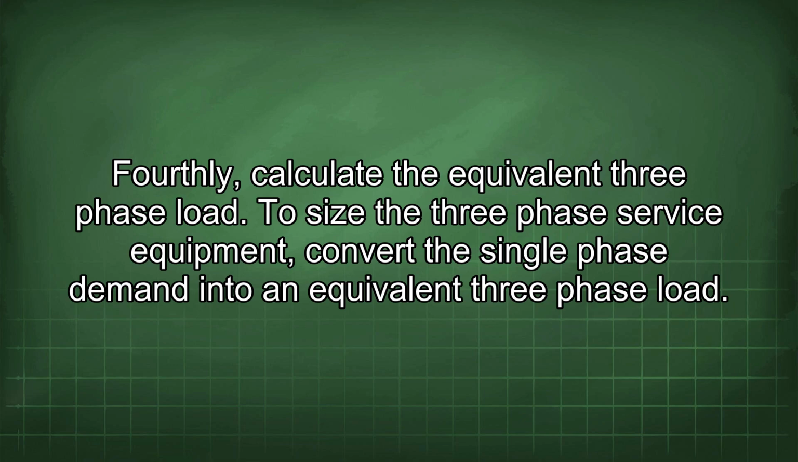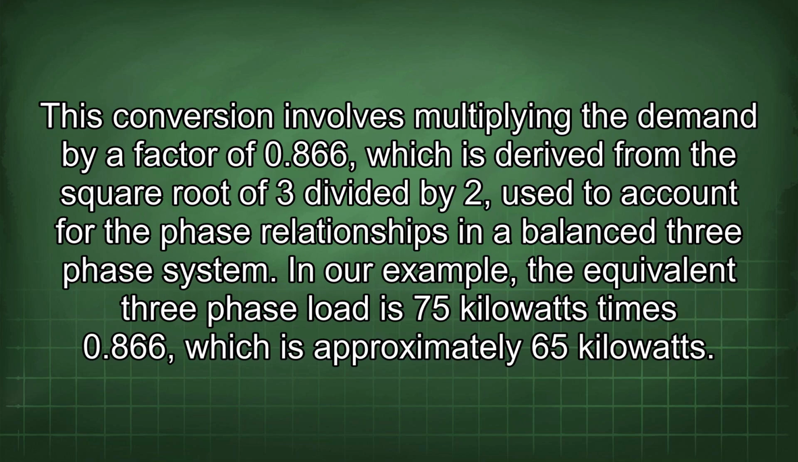Fourthly, calculate the equivalent three-phase load. To size the three-phase service equipment, convert the single-phase demand into an equivalent three-phase load. This conversion involves multiplying the demand by a factor of 0.866, which is derived from the square root of 3 divided by 2, used to account for the phase relationships in a balanced three-phase system. In our example, the equivalent three-phase load is 75 kilowatts times 0.866, which is approximately 65 kilowatts.